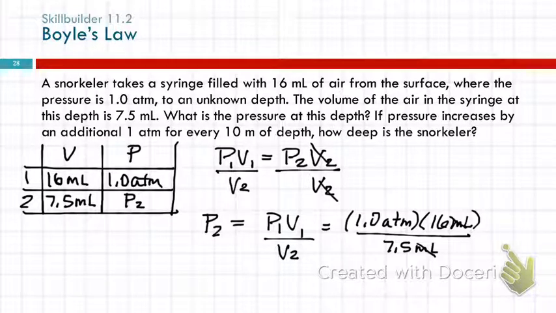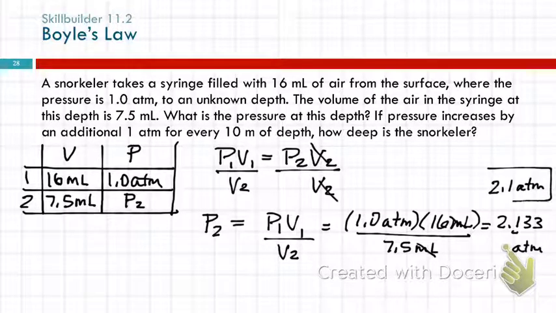And my calculator is giving me a whole bunch of numbers. How many sig figs should my answer have? 2. So 2.1, and then it's 3.3, and it just keeps going. Atmospheres. So the answer to the first question, what is the pressure at this depth? 2.1 atmospheres. Any questions about that one?